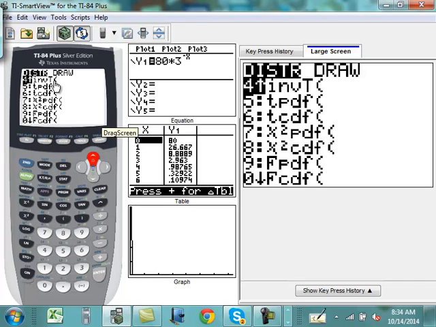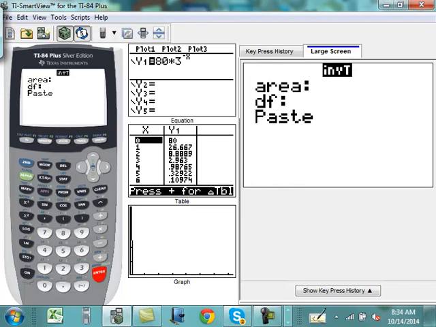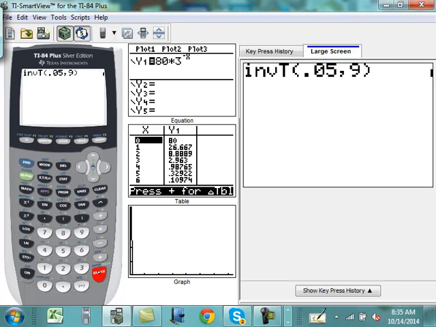And to get your t-critical value, you use inverse t, which is option 4. You need to tell it the area under the curve to the left. So if you have a left-tailed test with alpha equal to 0.05, then you plug in 0.05. The area stands for the area under the curve to the left. And then I have to tell it the degrees of freedom, which is sample size minus 1, and then paste. And then it'll tell you the critical value, negative 1.833 in this case.